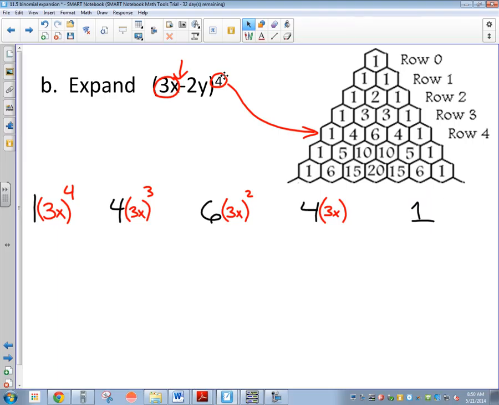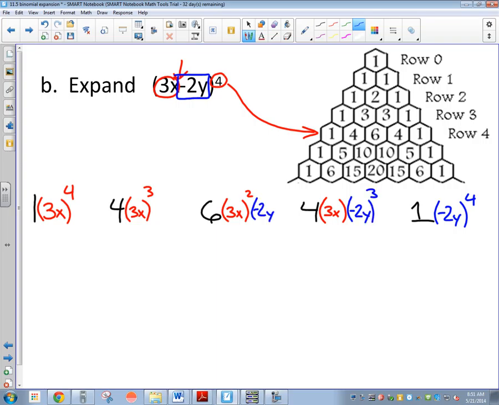Now we're going back the other way. We've got negative 2y, and you do need to include the negative. The negative will change our signs back and forth, so that's important here. So with the 1, negative 2y to the 4th, then negative 2y cubed, negative 2y squared, negative 2y to the 1st, nothing. I've got all those chunks. I'm going to split them up with plus signs just so we don't get them confused right now.